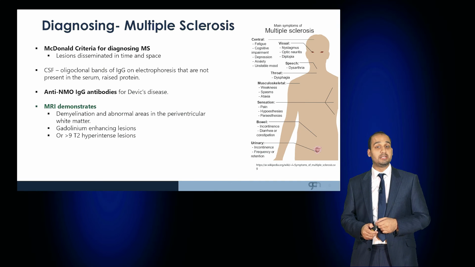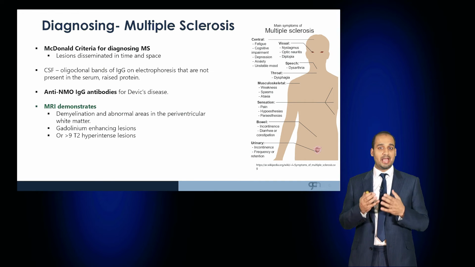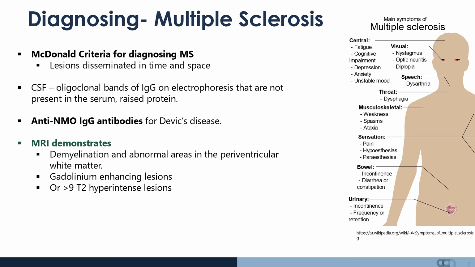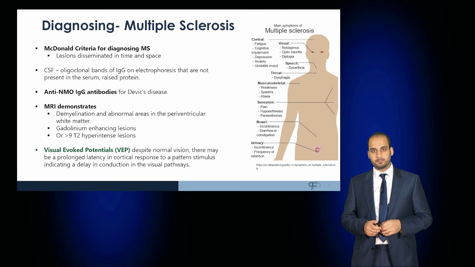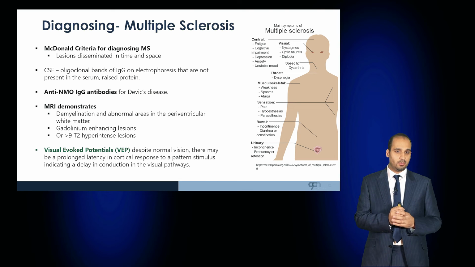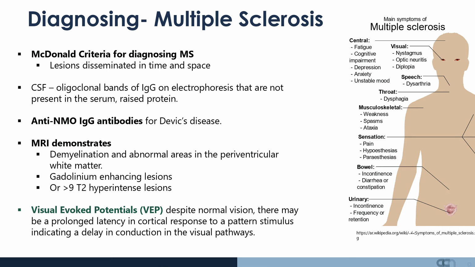The MRI would demonstrate demyelination and abnormal areas in the periventricular white matter, and you'd also see gadolinium enhancing lesions or more than 9 T2 hyperintense lesions, and these lesions will be disseminated in time and space. Visual evoked potentials: despite normal vision, there may be a prolonged latency in the cortical response to a pattern stimulus, indicating a delay in conduction in the visual pathway.